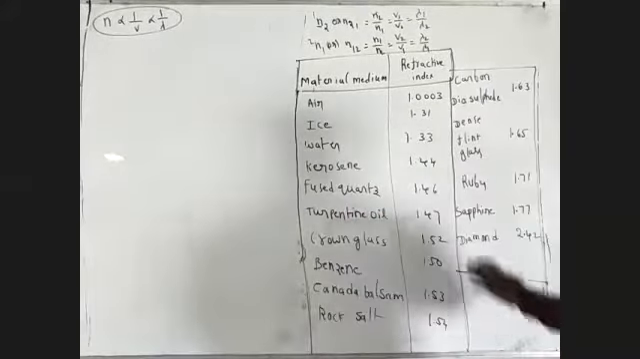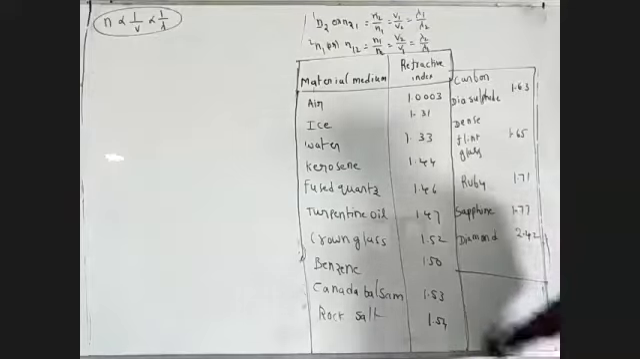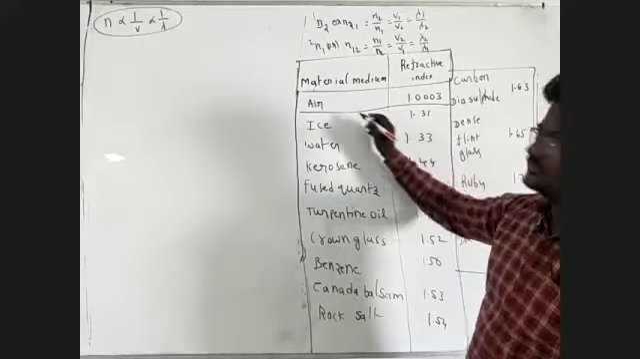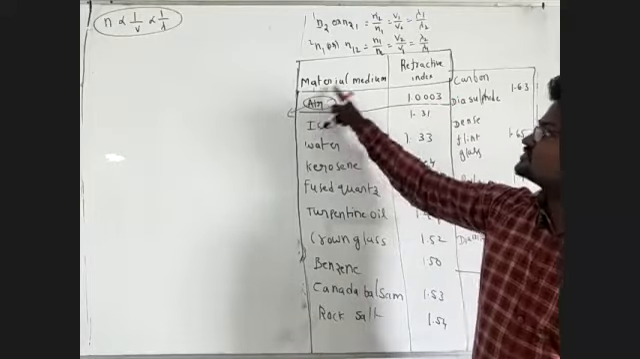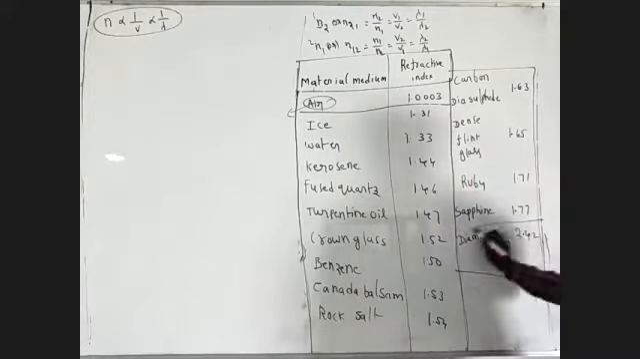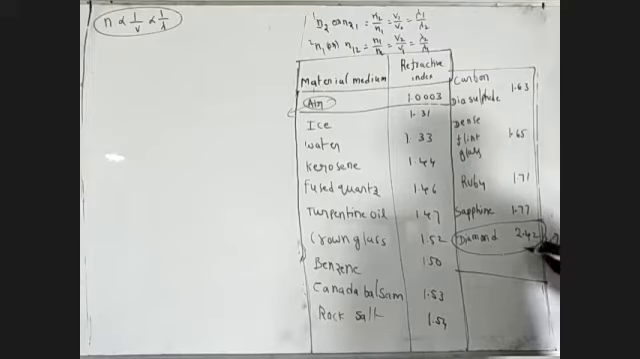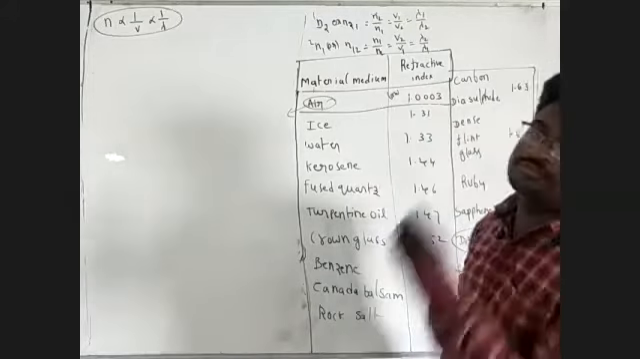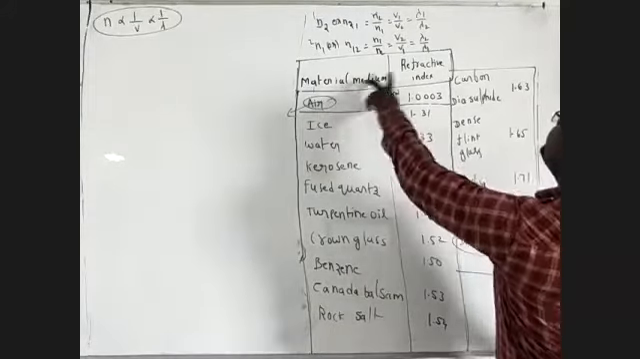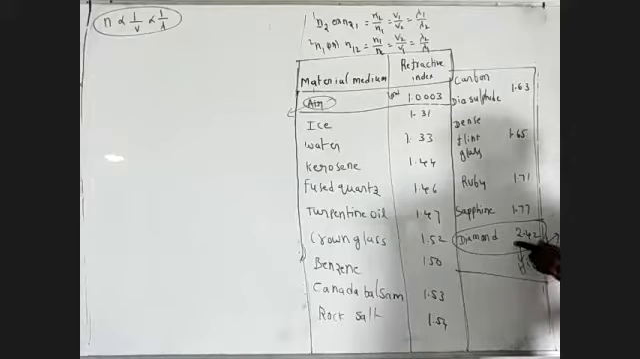Now you will see the material medium and its refractive index. For air, the refractive index is 1.0003. This is the least value. Now you will see diamond. The material medium is diamond, and its refractive index is 2.42. This is the highest value, while air is a low value.